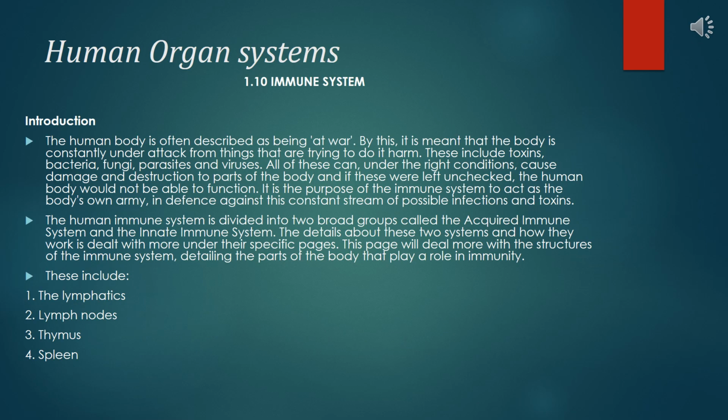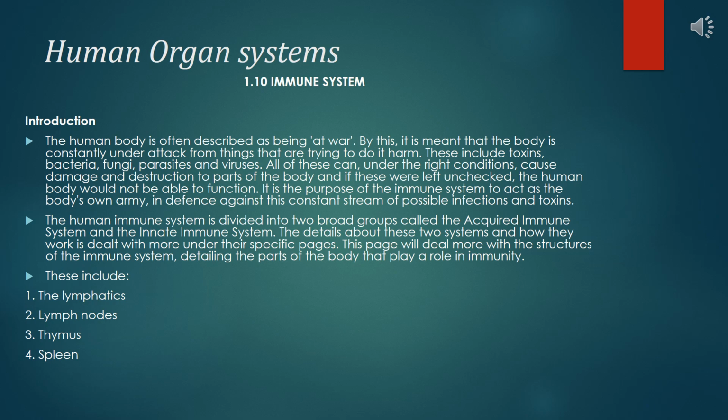1.10 Immune system. Introduction. The human body is often described as being at war. By this, it is meant that the body is constantly under attack from things that are trying to do it harm. These include toxins, bacteria, fungi, parasites, and viruses. All of these can, under the right conditions, cause damage and destruction to parts of the body, and if these were left unchecked, the human body would not be able to function.